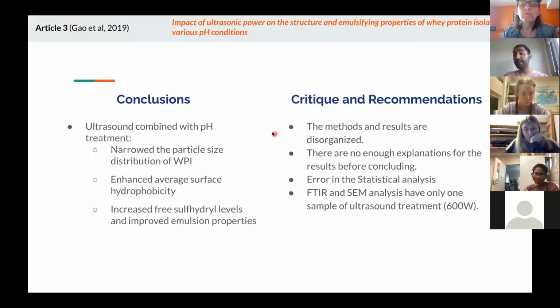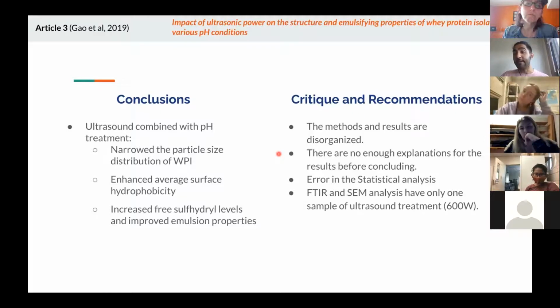In critique and recommendation, the method and results are disorganized. In the method, they combine some together and have them organized, and then in the results, they just mess them up and you have to find them. It's not the same order. There is not enough explanation for the results before concluding. They are most likely describing the results instead of discussing.